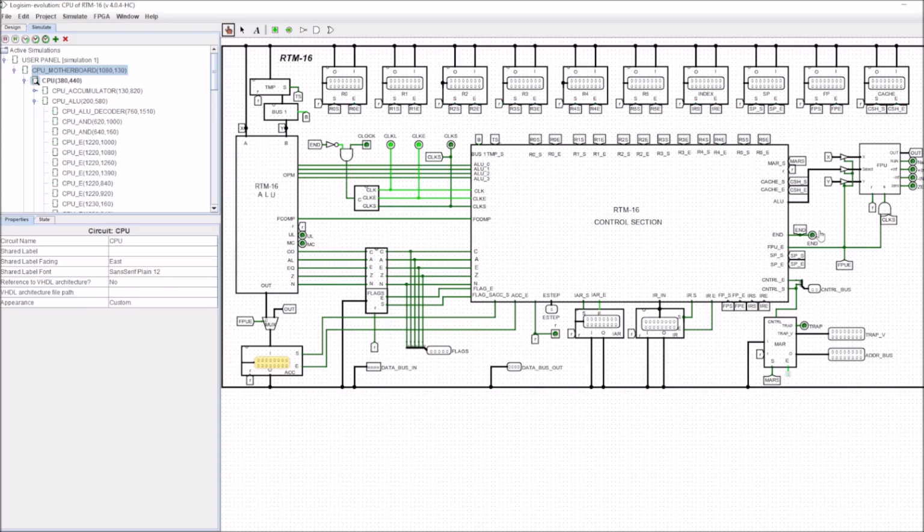Now, in the next video, what we can do is have a look at an actual floating point unit instruction, and we can watch it going through, for example, an addition.